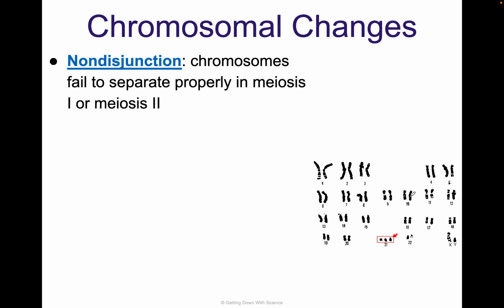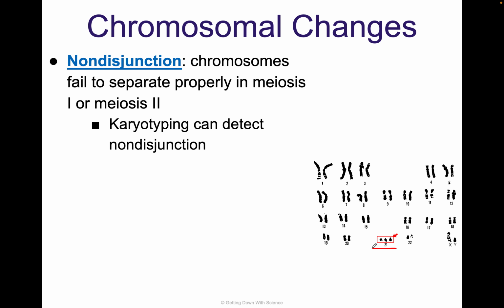So let's talk about chromosomal changes. There are some things that can happen during meiosis. Non-disjunction is when chromosomes fail to separate properly in meiosis 1 or meiosis 2, and you end up with 3 chromosomes in one, right? Karyotyping can detect this because we can karyotype your genes. By the way, this is a real karyotype. You can see how it's all kind of weird. Karyotyping can detect non-disjunction because we literally just do a chromosome spread and then count how many chromosomes are homologous.